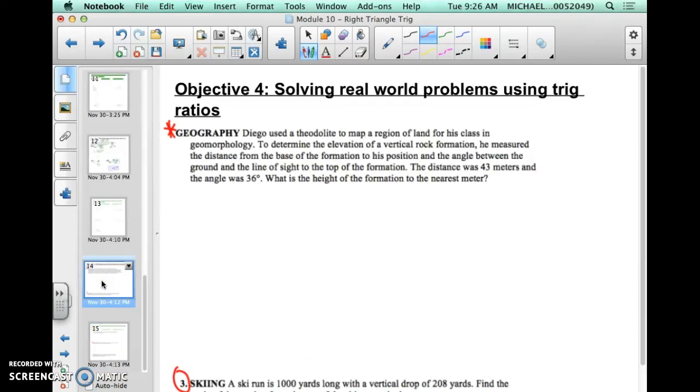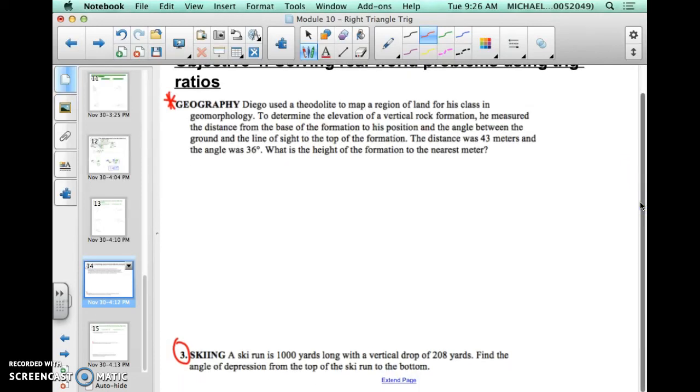So, the first thing I do when I look at these problems, I look for a key word, either elevation or depression, all right? So, Diego used a theodolite, tough word to put in a video, I don't even know if I said that right, to map a region of land for his class in geomorphology. Wow. To determine the elevation of a vertical rock formation. So that's the key word I'm looking at. To determine the elevation. All right?